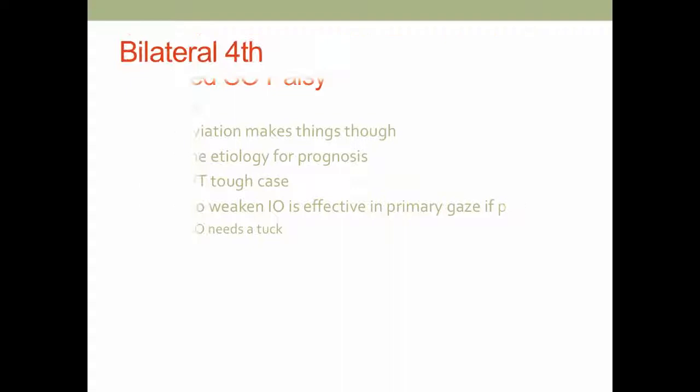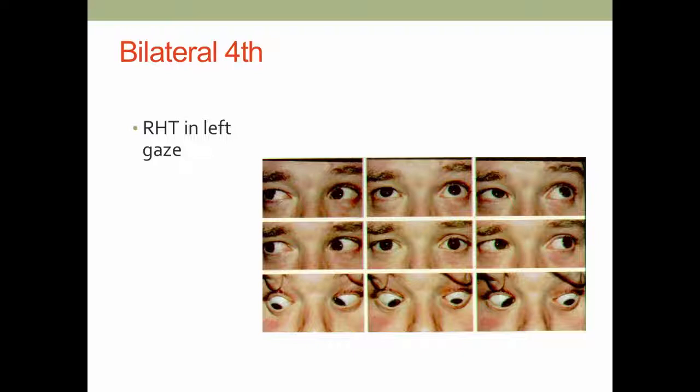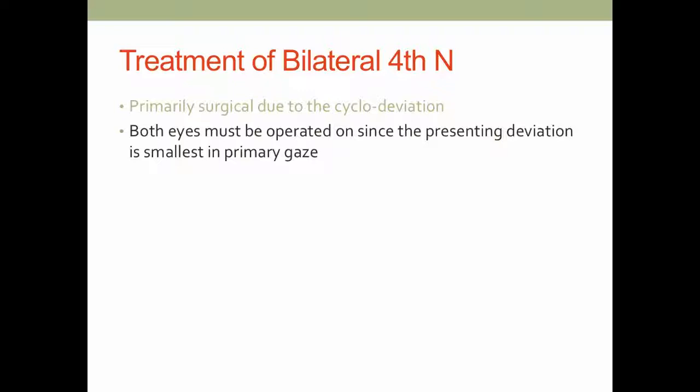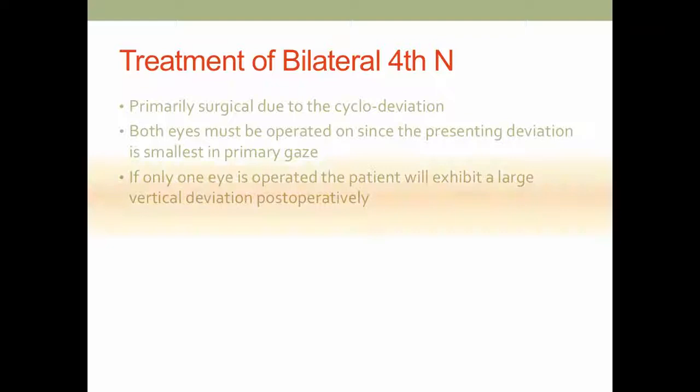Bilateral fourth, rare. These are all traumatic in nature. This will give a cyclo in both directions. Truth of the matter is, I've never seen one. Okay? Almost always due to a car accident. These are tough. If you do see them, they have to have surgery on both muscles, otherwise you'll do one eye and you're going to have a problem with it.